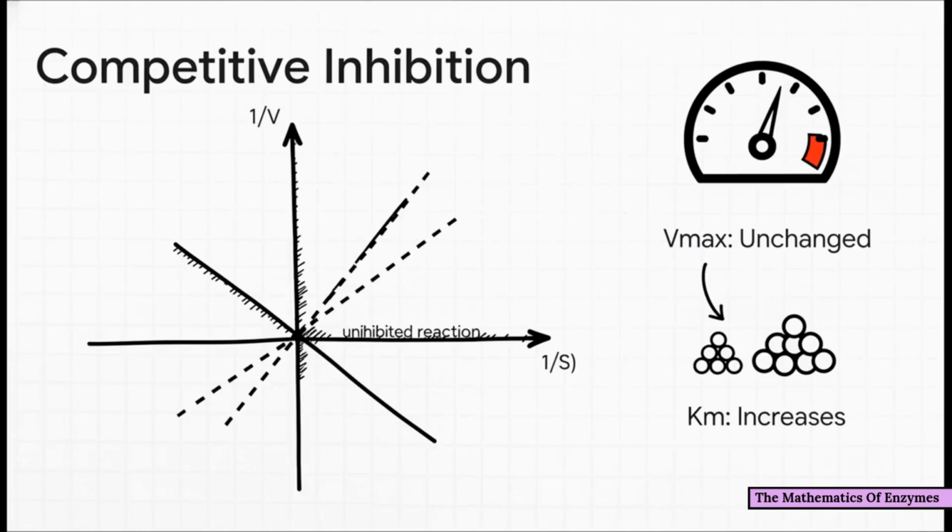So how does this competition actually show up in our data? Well, think about it. You can eventually beat the inhibitor just by flooding the system with so much substrate that the inhibitor barely gets a chance to bind. That means the enzyme's top speed, its Vmax, is ultimately unchanged. But because of all that competition, you need a lot more substrate to reach half speed, so the Km increases. And on a Lineweaver-Burk plot, this creates a classic pattern. The lines for the inhibited and the uninhibited reactions all cross right on the y-axis.